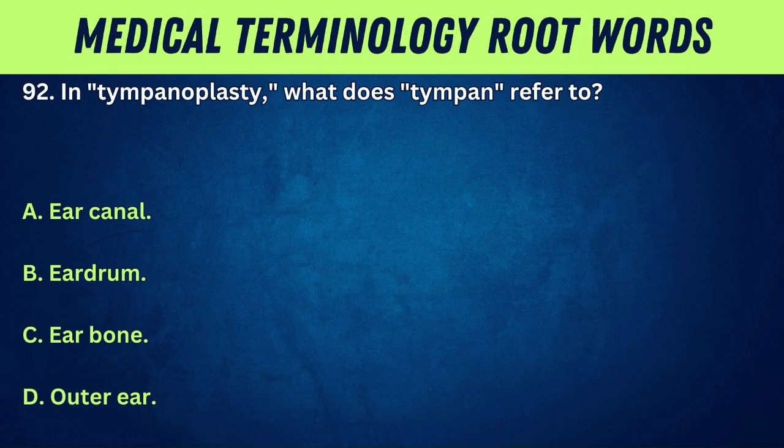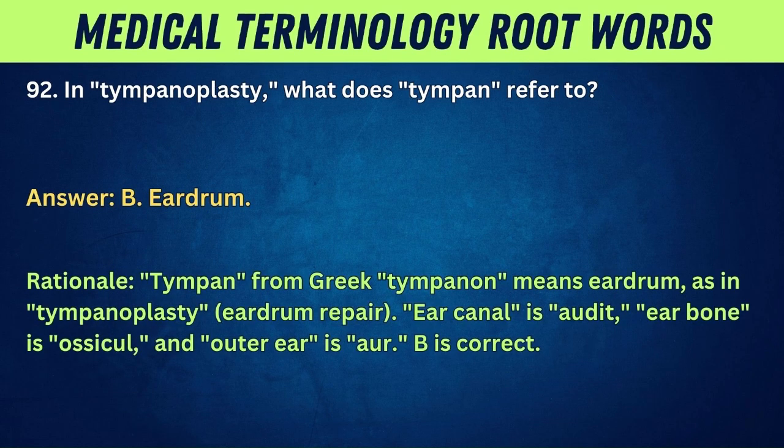92. In tympanoplasty, what does tympan refer to? A. Ear canal. B. Eardrum. C. Ear bone. D. Outer ear. Answer: B. Eardrum. Rationale: tympan from Greek tympanon means eardrum, as in tympanoplasty, eardrum repair. Ear canal is audit, ear bone is ossicle, and outer ear is auricle. B is correct.